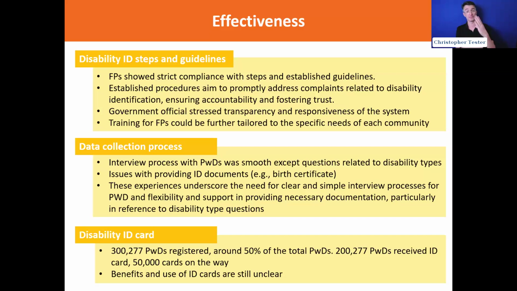For instance, they didn't have a birth certificate or national identification document. And in terms of numbers, in the system, as of June, more than 300,000 persons with disabilities have been registered, which is around 50% of the total population of persons with disabilities according to the latest census. And more than 200,000 persons with disabilities have received disability ID cards, and then 50,000 cards are on the way. However, the benefits and use of these disability ID cards are still unclear, and this needs to be further improved.